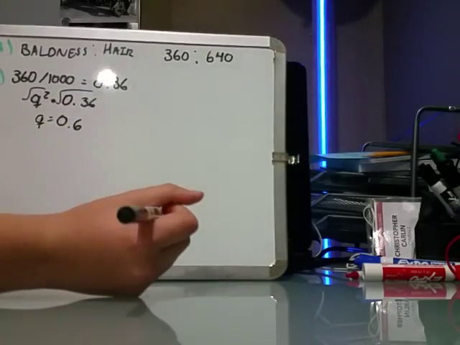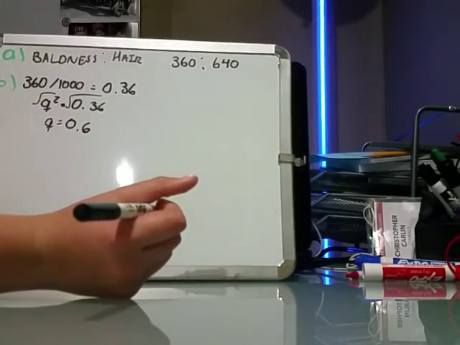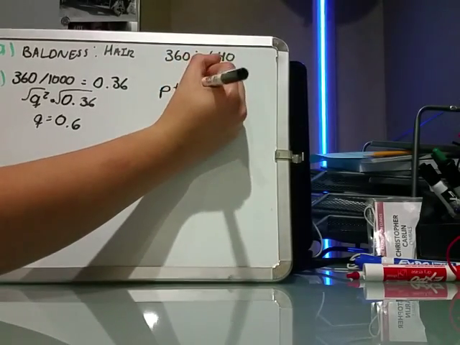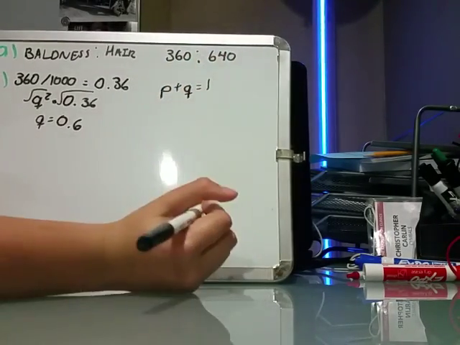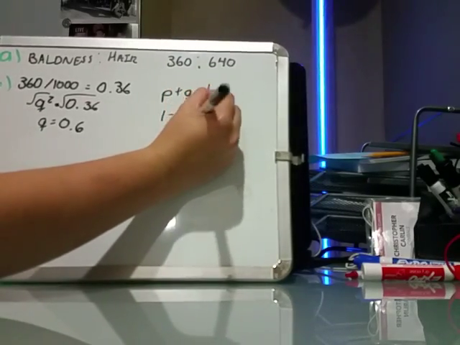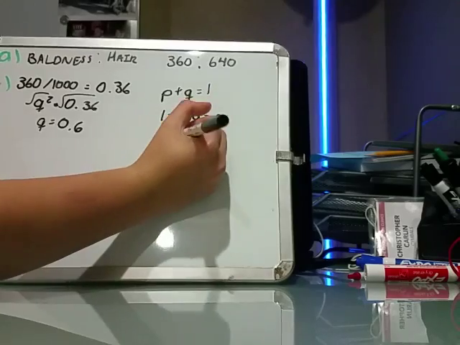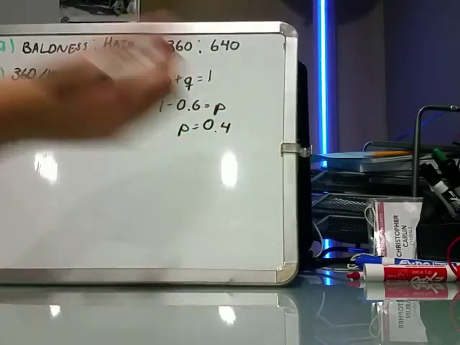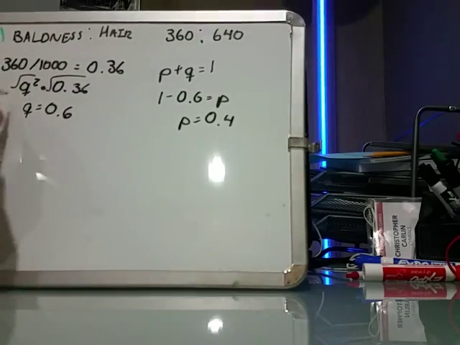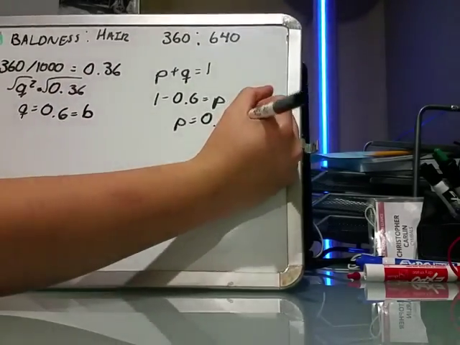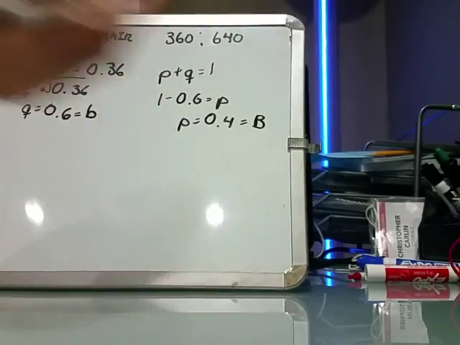Now, we would use one of the formulas provided by the Hardy-Weinberg principle, which would be P plus Q equals 1. We already have Q, so we would just subtract it from 1 and find P, and then we can find that P equals 0.4. So this would be our lowercase b, and this would be our capital B.